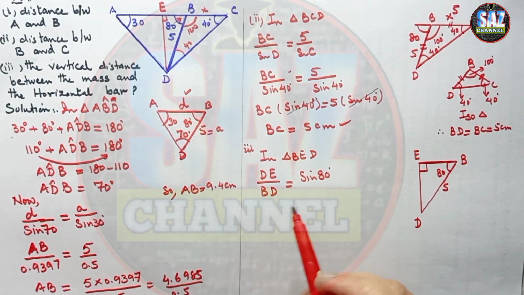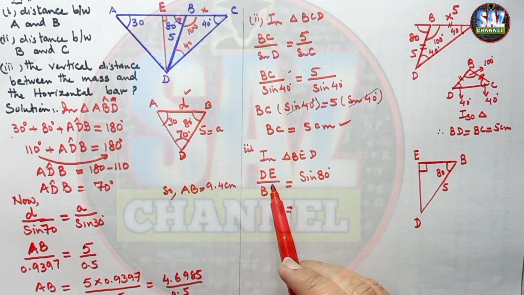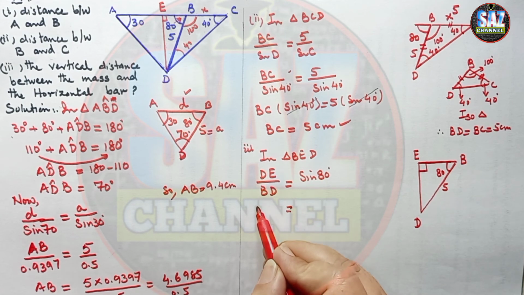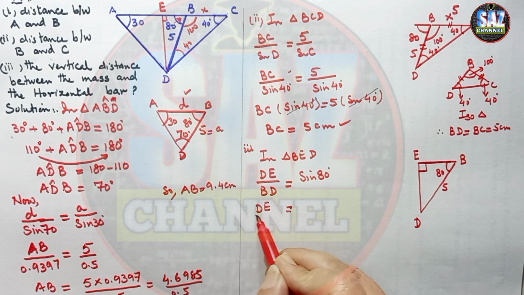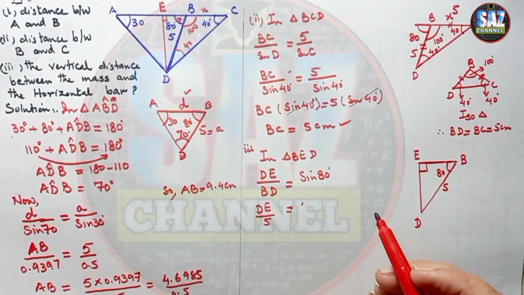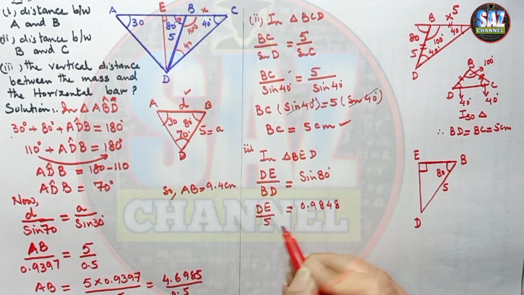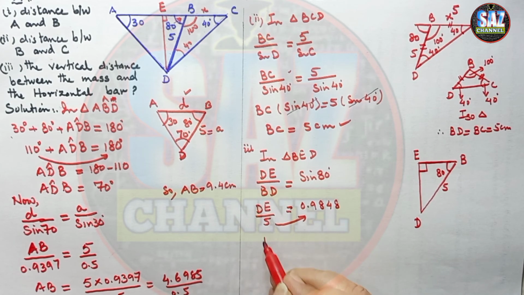Okay, must recall the basic trigonometric ratios, and now DE is the unknown of the question, so it will be coming as DE upon 5 equals to sine 80. Let me check the value. Sine 80 is 0.9848. Shift 5 to other side.